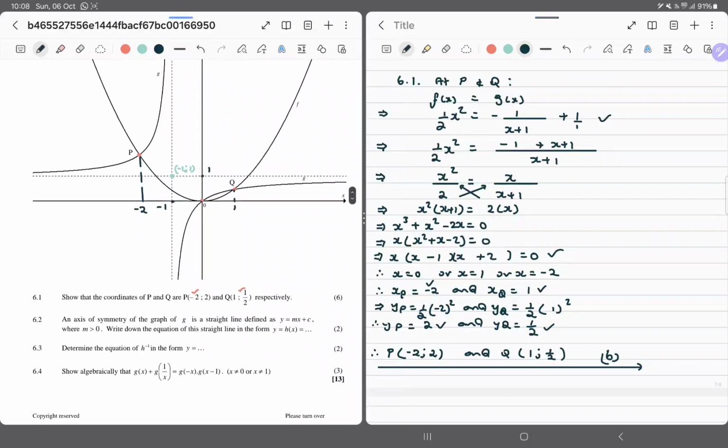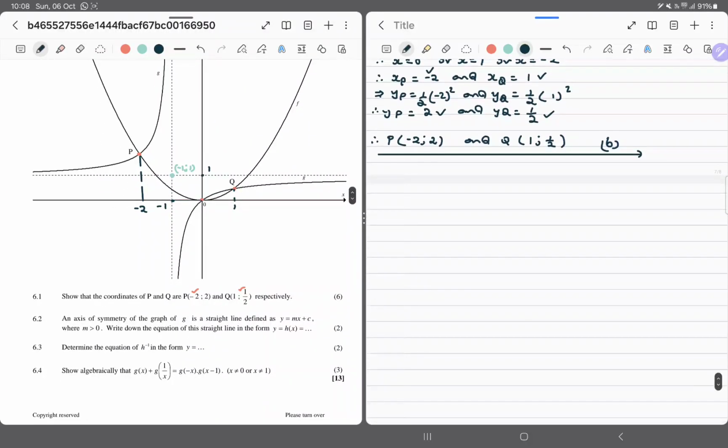Not a difficult question there. So let's look at question 6.2. The question says, an axis of symmetry of the graph of g is a straight line defined by y equals mx plus c, where m is greater than 0, so that's the positive gradient one. Now we need to write down the equation of this straight line in the form y equals h of x equals... okay? So great. So now what are we going to do?